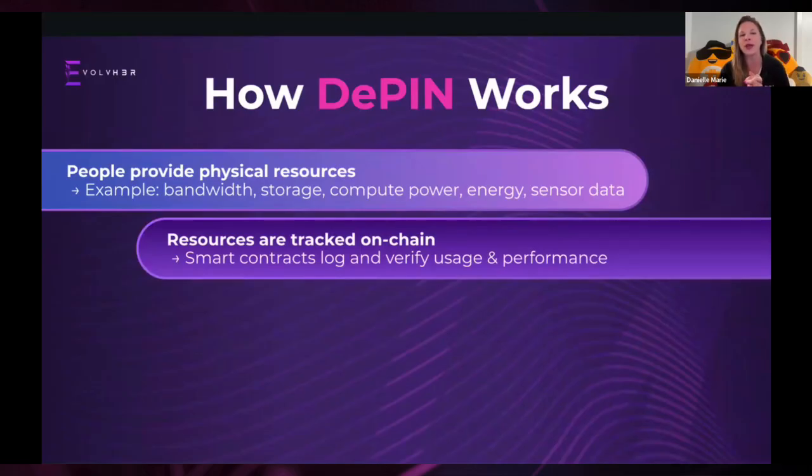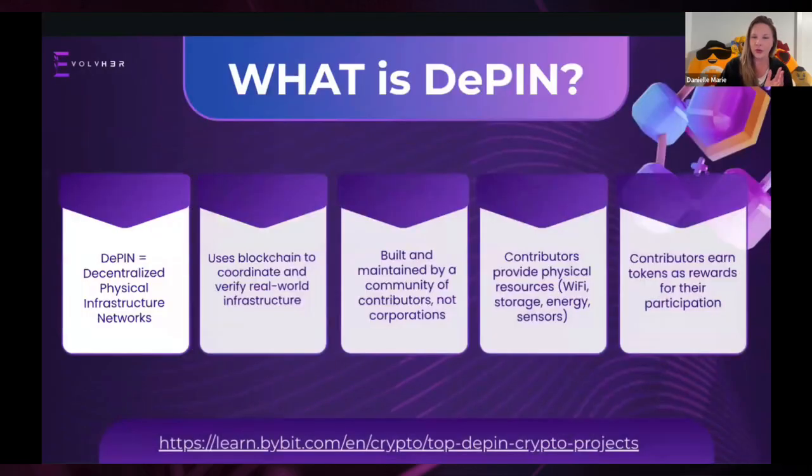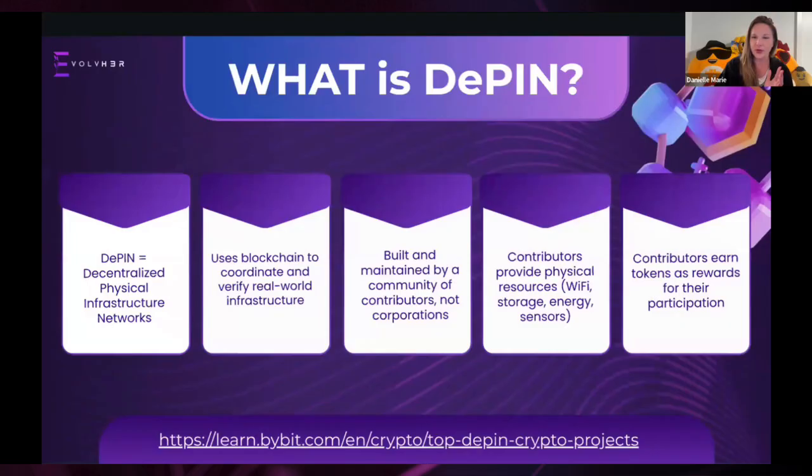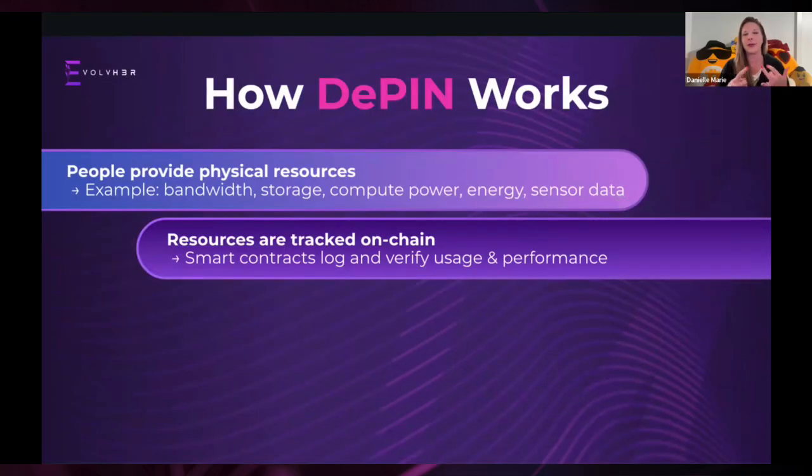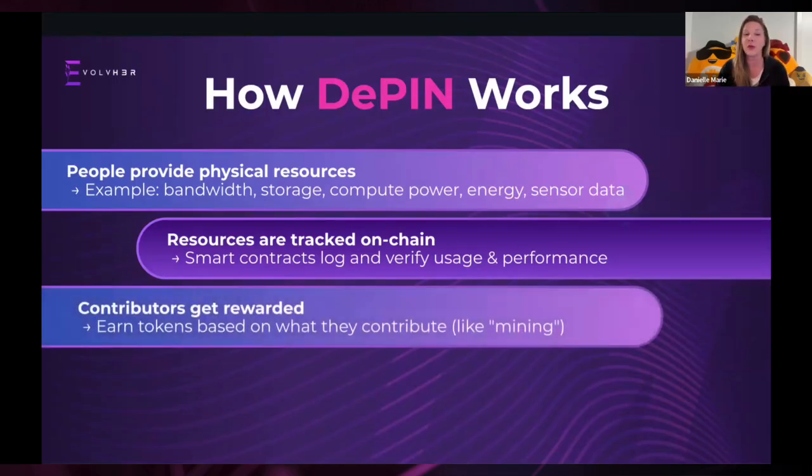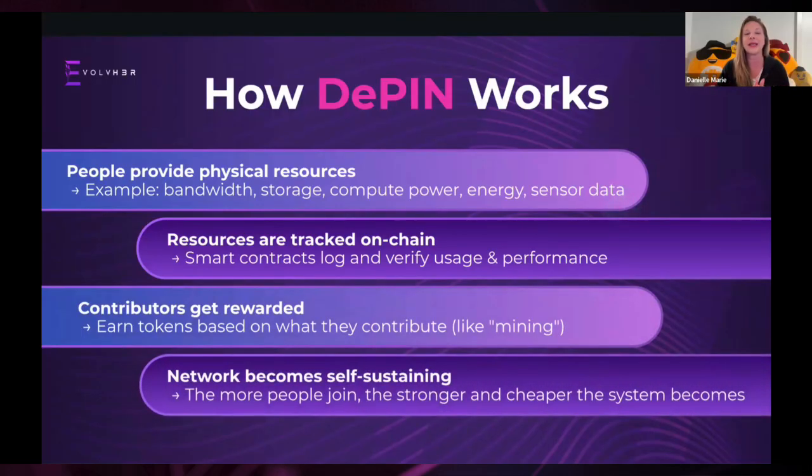But for people that want to understand how it works on a very high level, oops, sorry, I've gone the wrong way with my annotations. People provide a physical resource, okay? That can be bandwidth, storage, or energy. Then they use smart contracts, which we have unpacked a little in previous lessons. This is where the blockchain comes in, and this is how it's tracked on chain. They verify the usage and the performance, and then they get rewarded these tokens for contributing, like mining. And then ultimately, in theory, in due time, this network becomes self-sustaining.